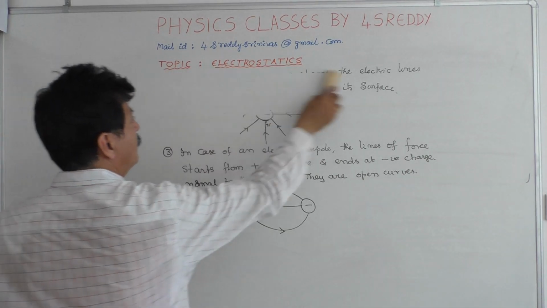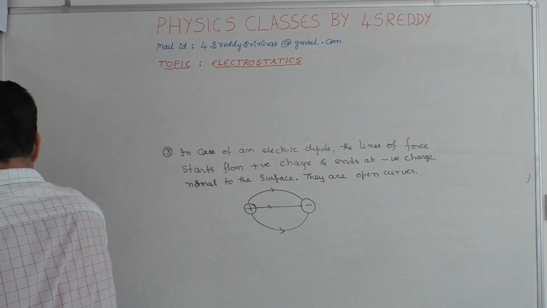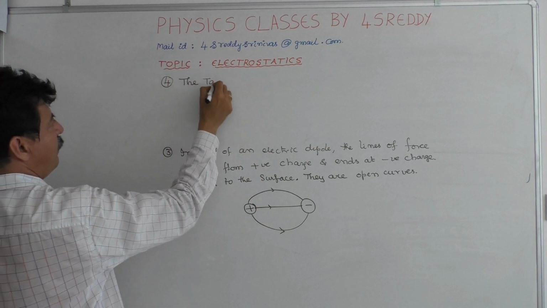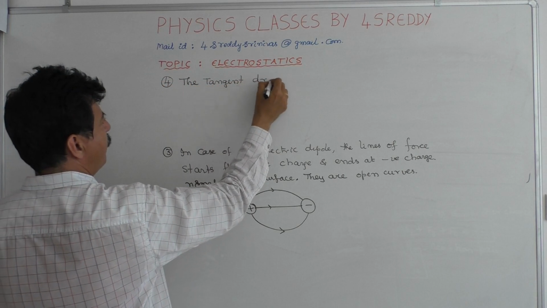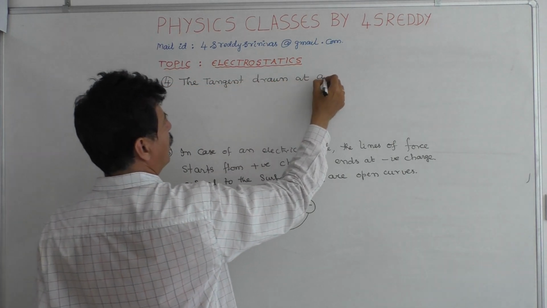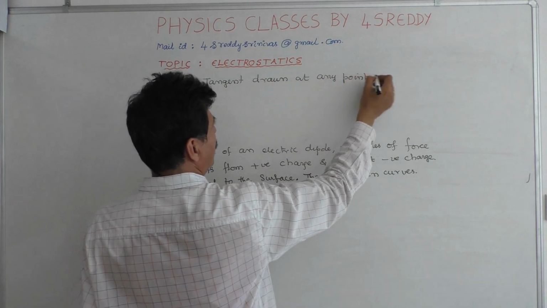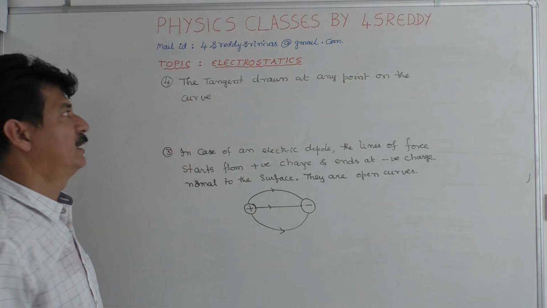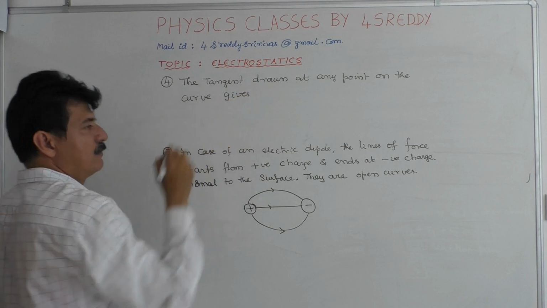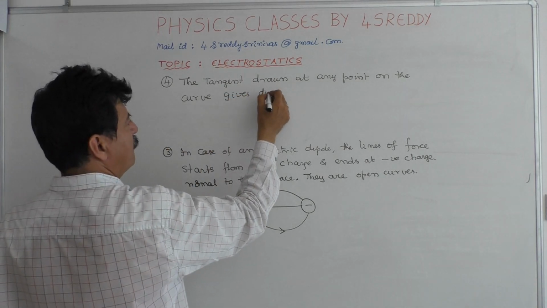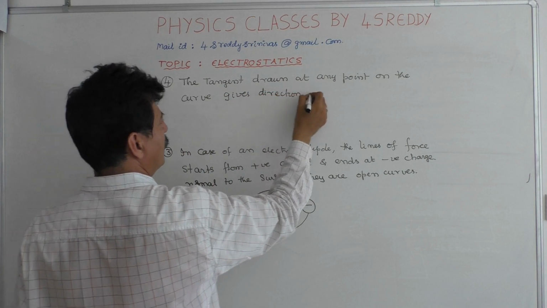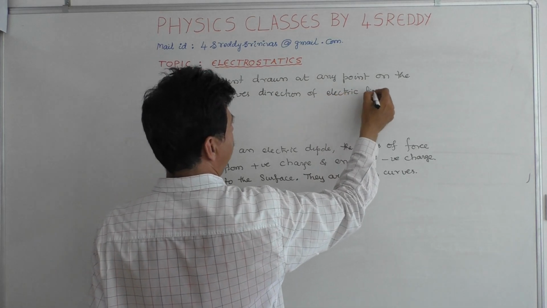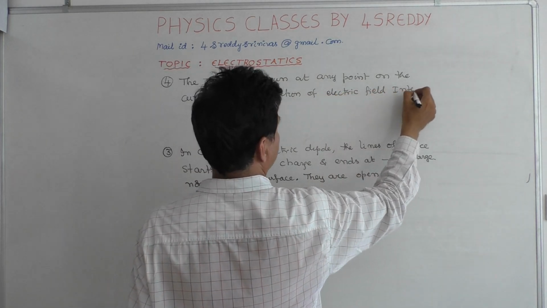And point number 4. The tangent drawn at any point on the curve gives the direction of the electric field intensity at that point.